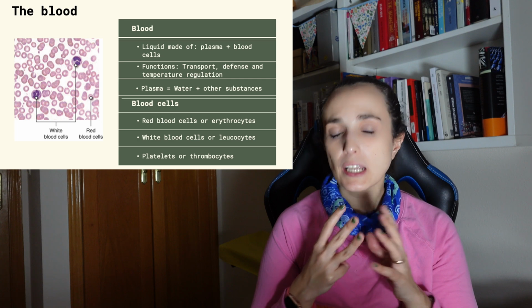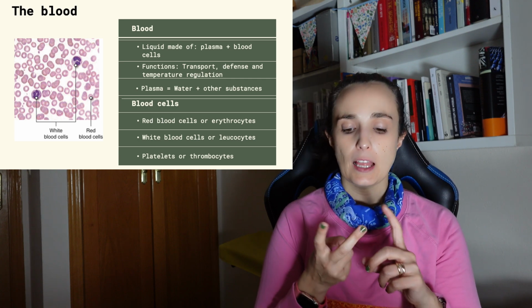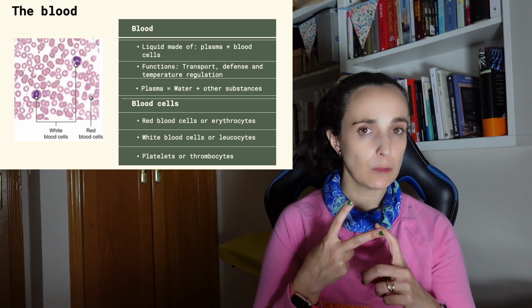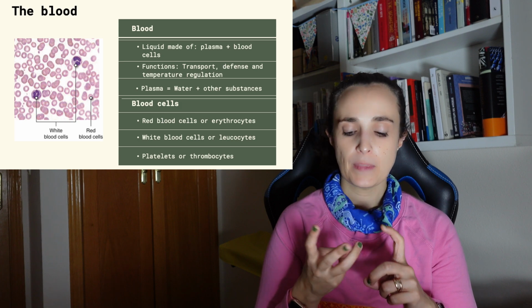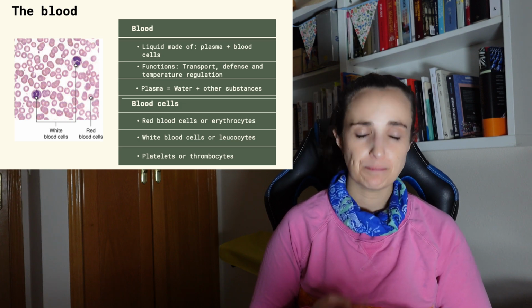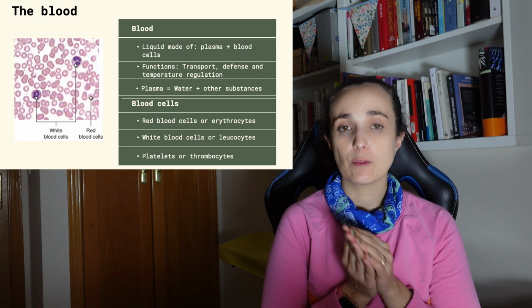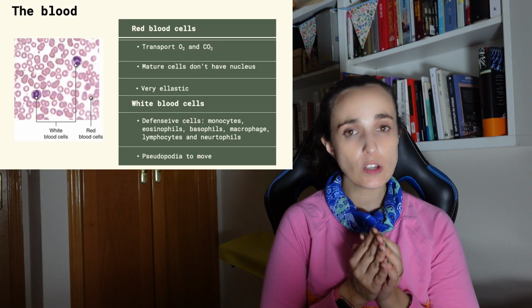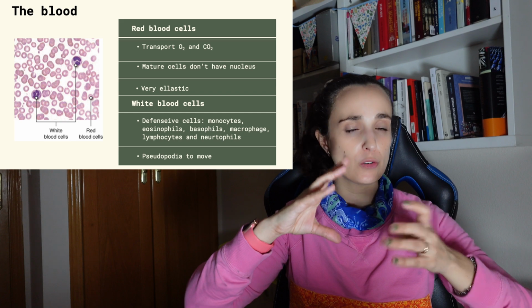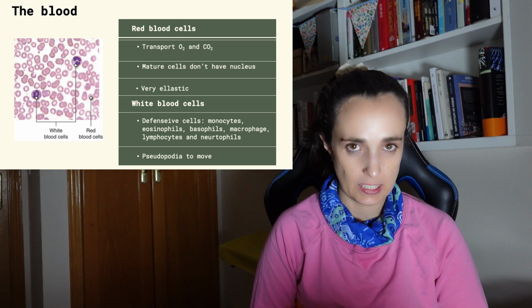The main functions, in any case, of the blood are to transport oxygen and carbon dioxide, to perform an active function in the immune system, in the immune activity, and also to regulate body temperature, okay? About the cells specifically, red blood cells, you already know, will transport oxygen. You already know they have the shape of a disc. When they are mature, they have lost their nucleus, so they can transport more oxygen inside.